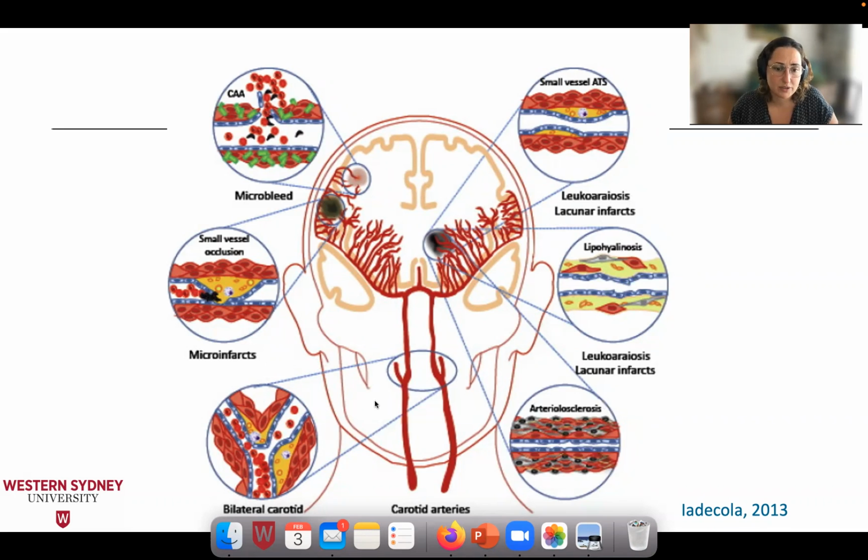We've got bilateral carotid arteries, so there might be a bulging that occurs that stops the blood supply through one of the areas. There are also small vessel occlusions, which also occur with certain bulging that can completely block the blood supply and cause microinfarcts, which once again is cell death in the brain due to a lack of oxygen, due to a lack of blood.